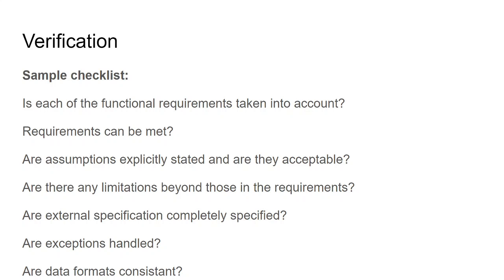So what is done? A sample checklist is used. Some of the general items that can be used to construct a checklist are given below, so that you can do the design review. The first is: is each of the functional requirements taken into account? That is, whether all the requirements, especially the functional ones, are taken into account. Whatever the client has said, each and everything, has it been put into the design?